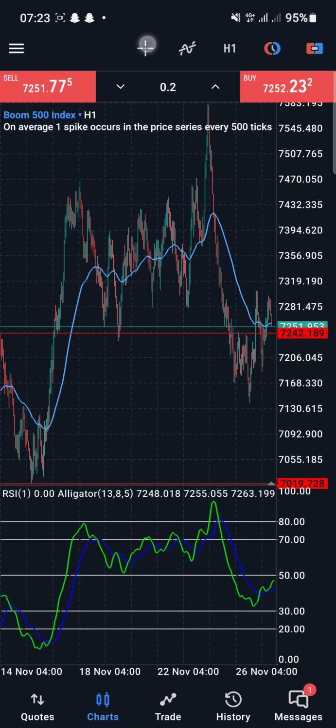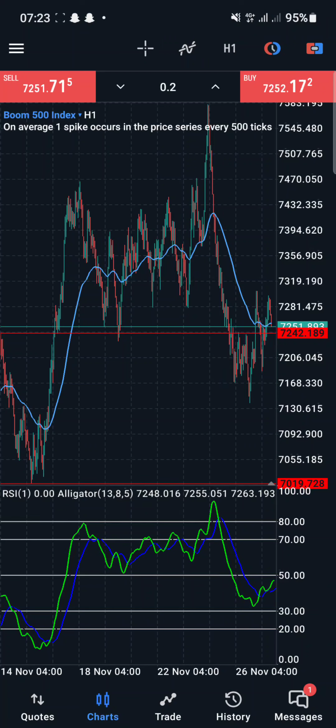Guys, let's look at this analysis on Boom 500. Remember, you guys should always take this very seriously because it will help you to make a good amount of money even if you are not having the custom-made indicator or the automated trading bot.